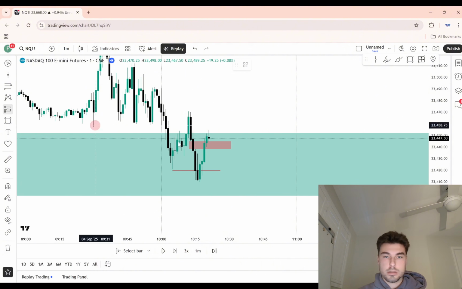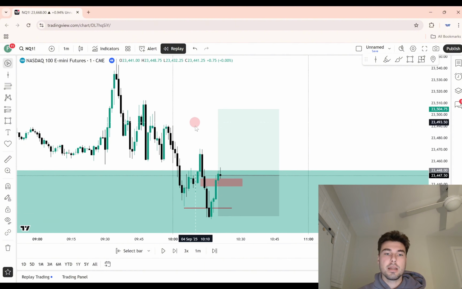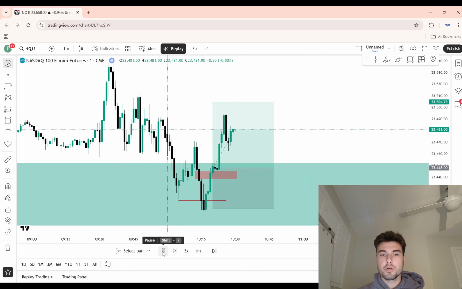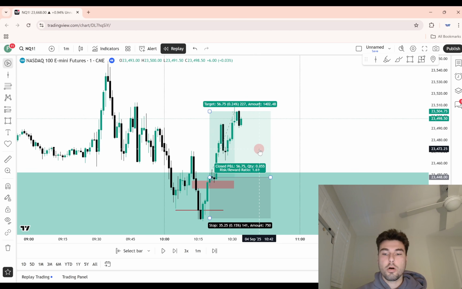Where do you put your stop loss? Enter from here, stop goes below these bodies, and you target any of this low resistance liquidity, this trend line liquidity. Let's see what price does. Starts to move and eventually takes out your TP. That's a 1 to 1.6. And yes, you could hold for longer.